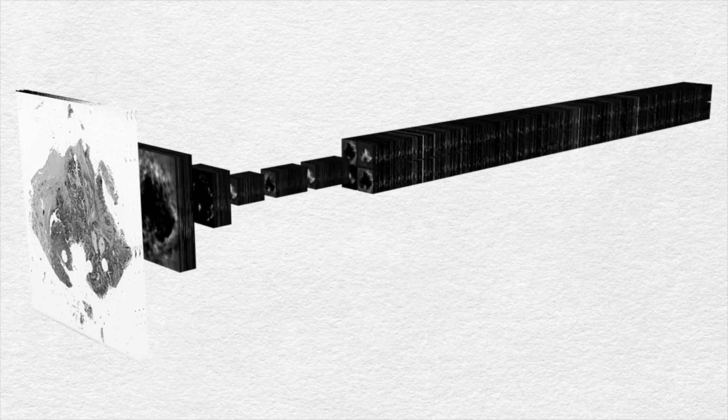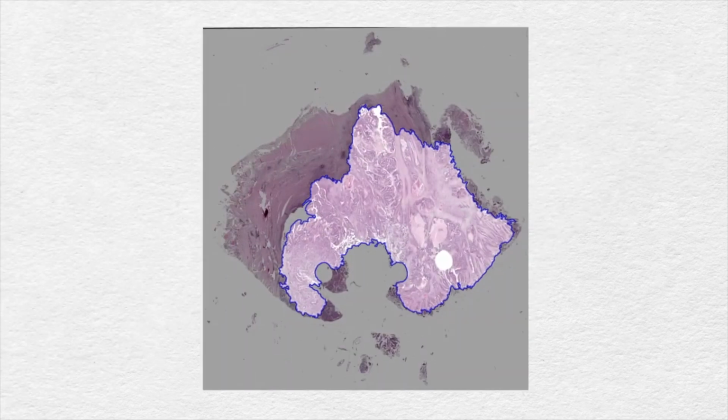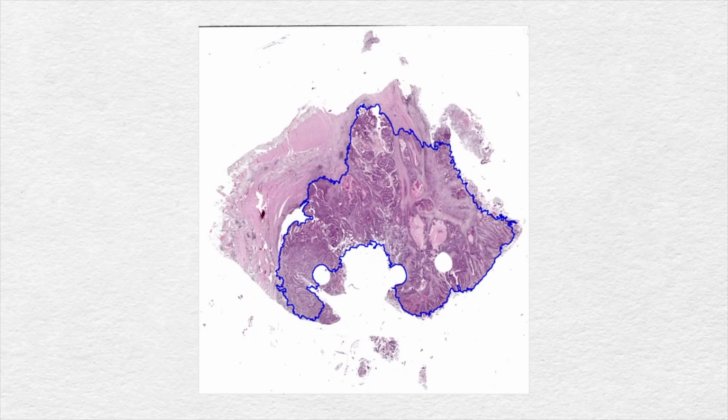Finally, the representations are rescaled to the original size with a learned upsampling, before a pixel-wise softmax is applied. This results in a probability map, highlighting regions with tumor. The probability map is then segmented, resulting in the final mask.